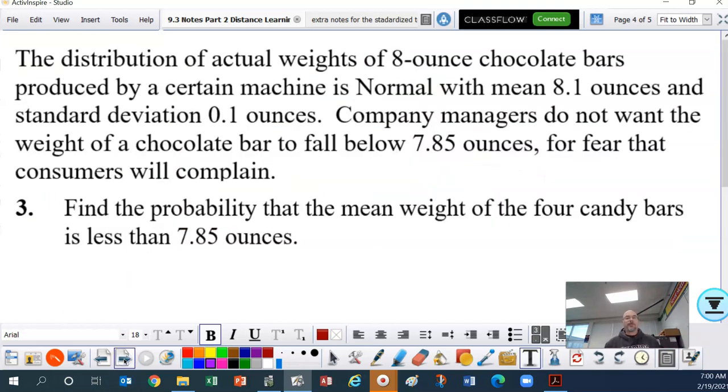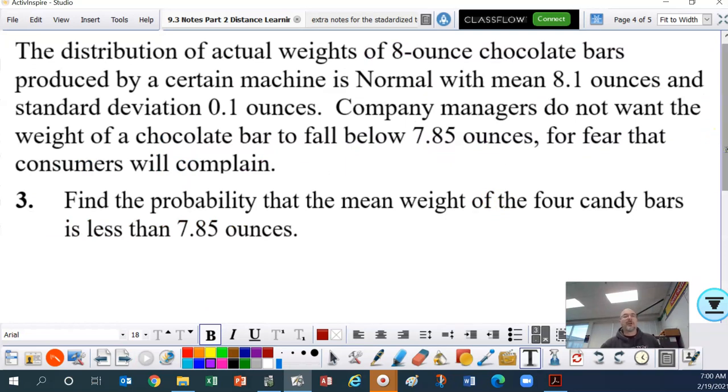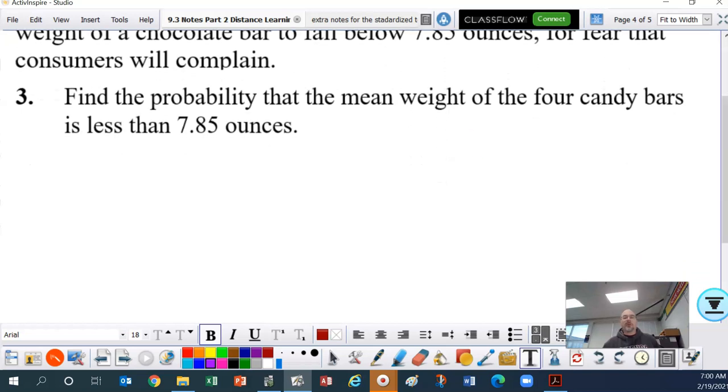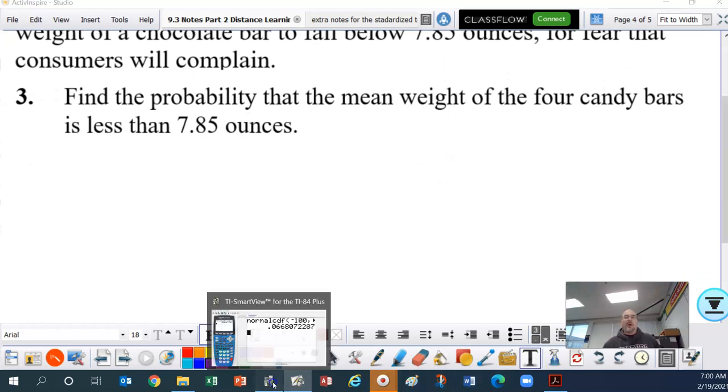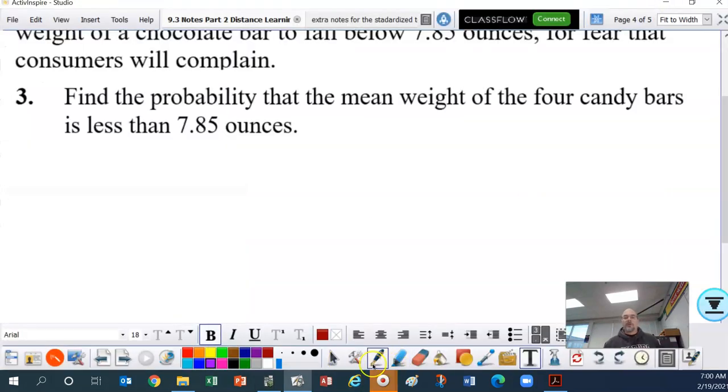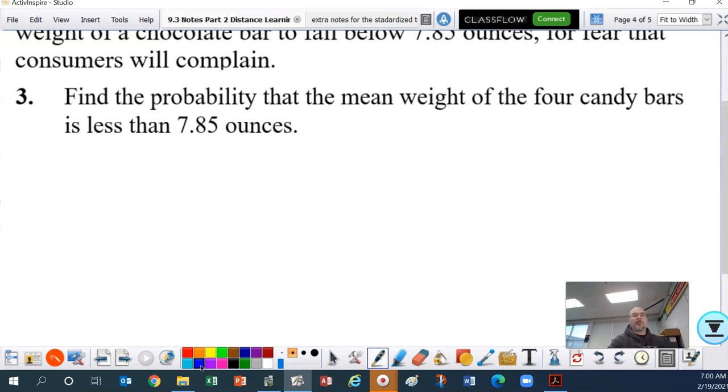We're almost done. I promised this one would be quite a bit shorter, so I'm going to try to keep that promise. All right, same thing. So now find the probability that the mean weight of the 4 candy bars is less than 7.85 ounces. All right, so, whoops, I didn't want that yet. So we're going to set it up again. We're going to go P of X. Again, make sure you define X. If this was an AP test, you'd need to make sure you write out what X represents.